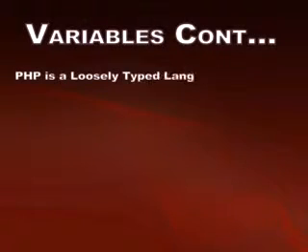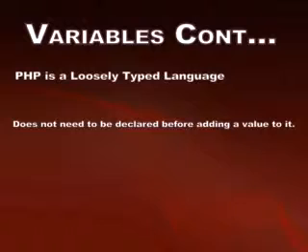PHP is a loosely typed language. In PHP, variables need not be declared before adding values to them. You don't have to tell which data type a variable is. PHP will automatically convert the variable to the suitable data type depending on its value. In a strongly typed language, you have to declare the type and the name of the variable before using it. In PHP, a variable is declared automatically when you use it.